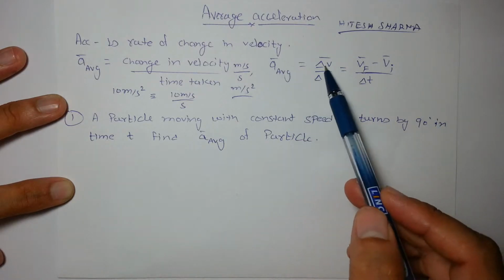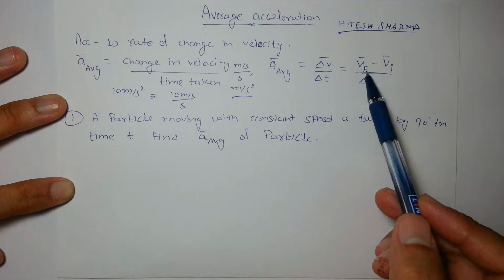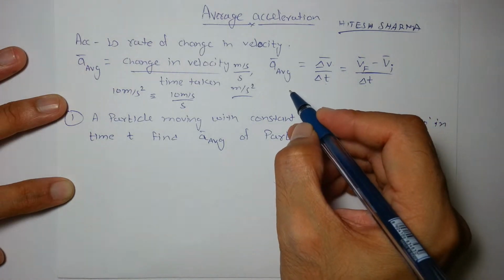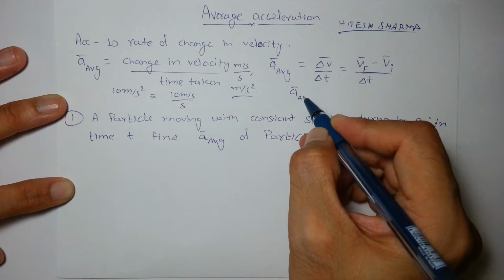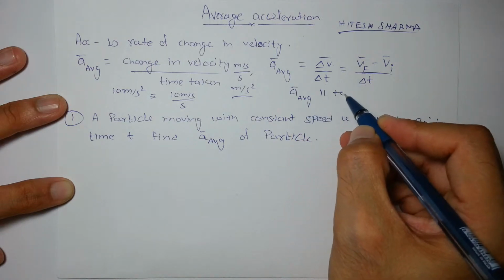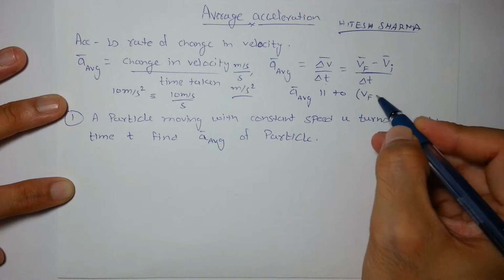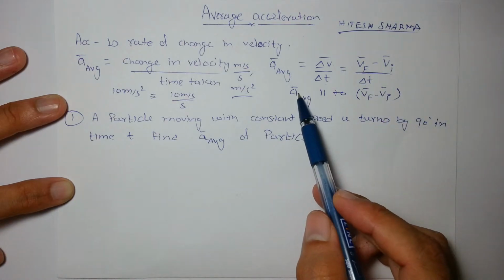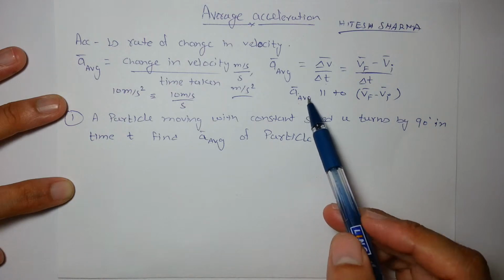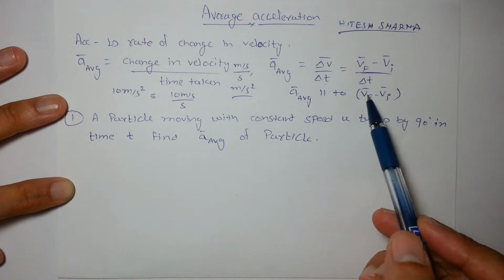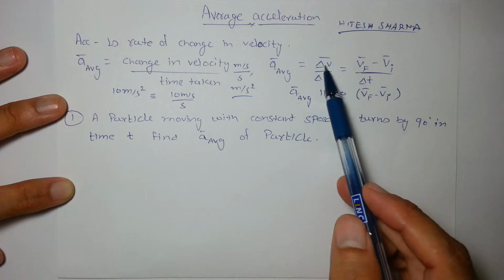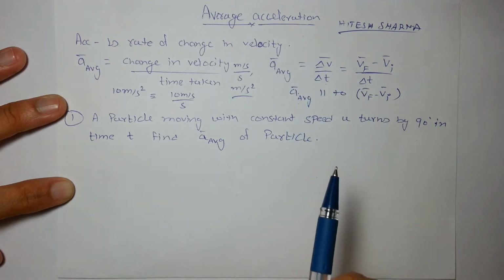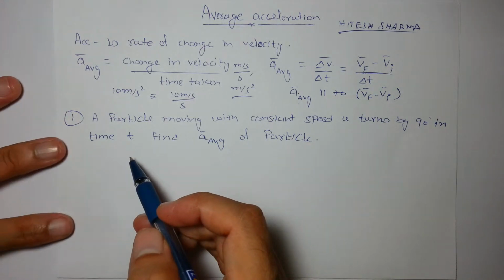By mathematical definition, average acceleration is change in velocity over time taken: v final minus v initial by delta t. If you talk about the direction of acceleration, average acceleration has a direction parallel to the vector v final minus v initial. The direction of average acceleration is the same as the direction of change in velocity. Okay, let's start with the first question.